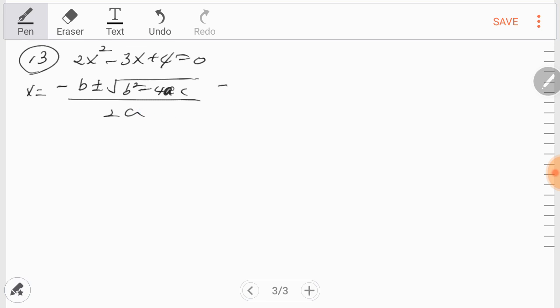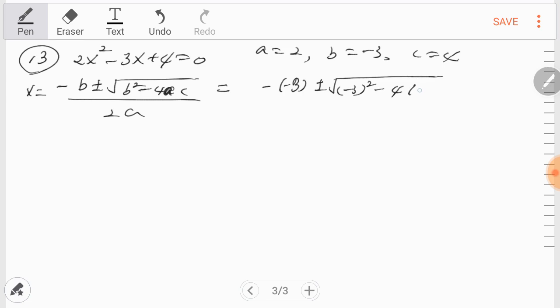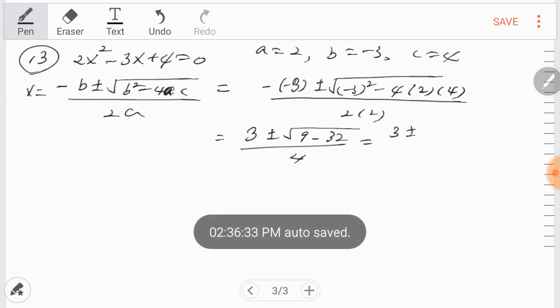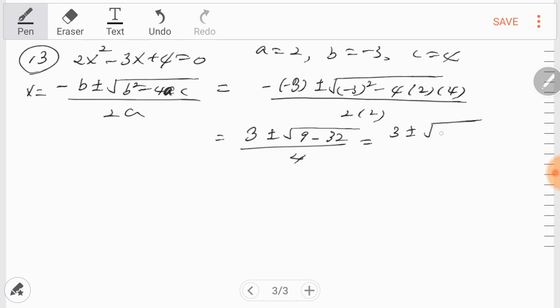So from here, let's find x. a is 2, b equals negative 3, and c equals 4. So plug in all these values: negative b plus or minus square root of b squared minus 4ac over 2 times a. Then simplify. So positive 3 plus or minus square root of negative 3 squared, which is 9, minus 2 times 4 is 8, 8 times 4 is 32, over 4. So that is equal to 3 plus or minus square root of negative 23 over 4.